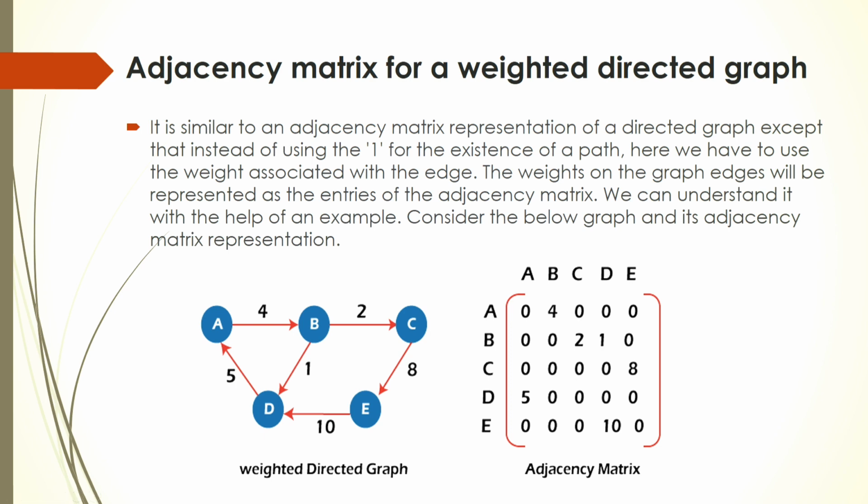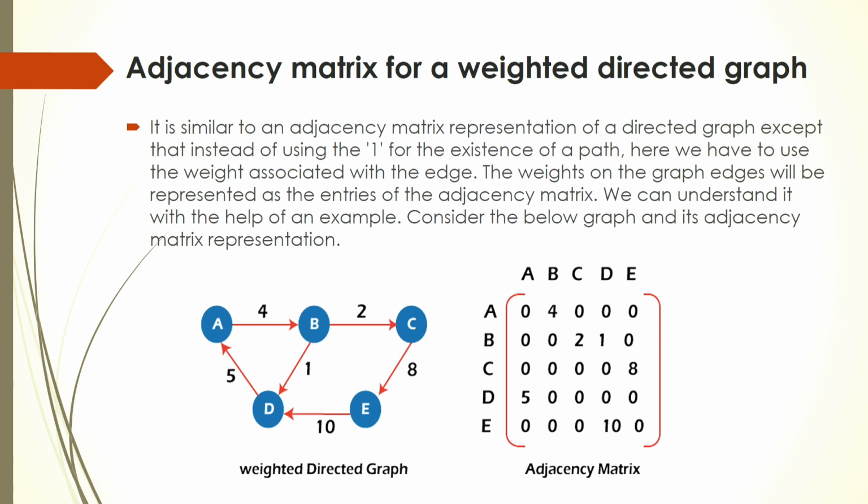Now coming to the adjacency matrix for a weighted directed graph. It is similar to an adjacency matrix representation of a directed graph, except that instead of using 1 for the existence of a path, here we have to use the weight associated with the edge. The weights on the graph edges will be represented as the entries of the adjacency matrix. We can understand it with the help of an example.